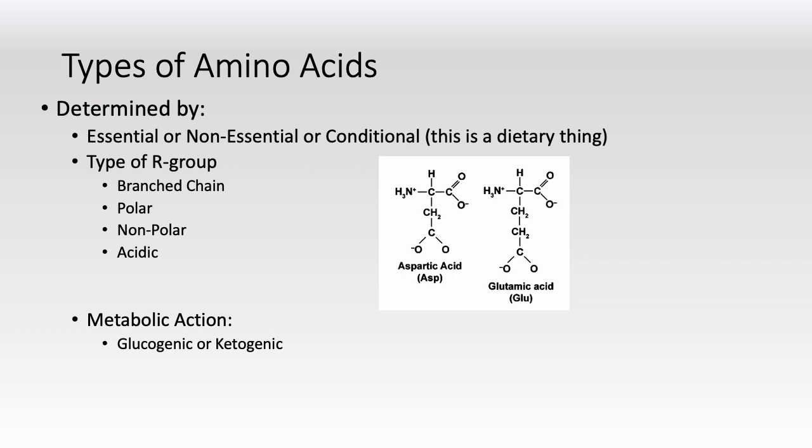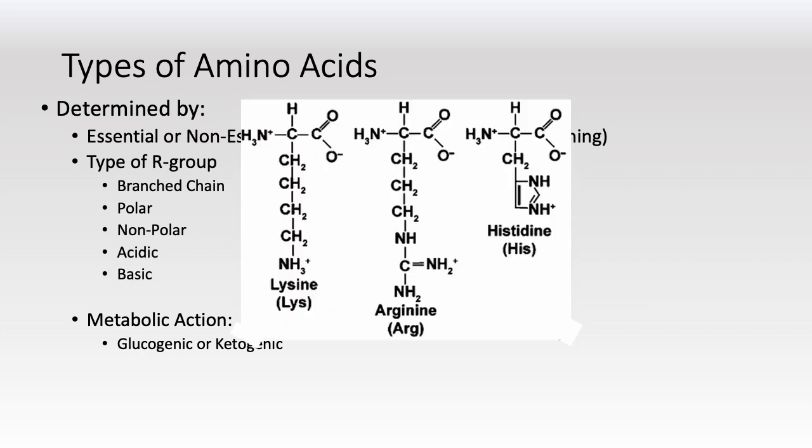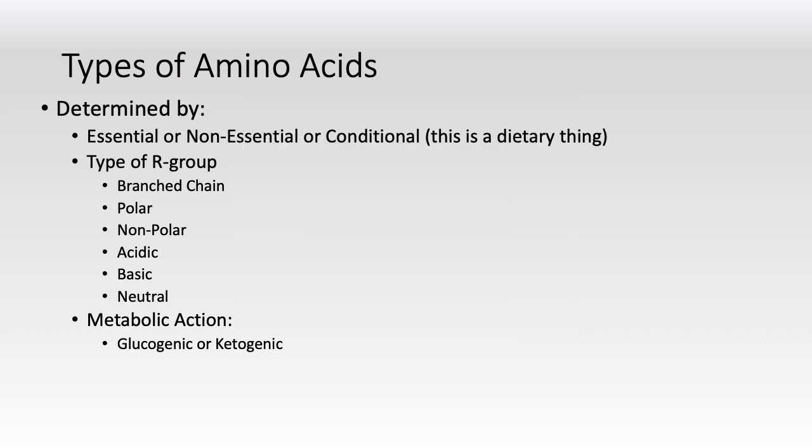Acidic amino acids such as aspartic acid and glutamic acid. Basic such as lysine, arginine, and histidine. We also have amino acids that will be neutral. So those are the amino acids that we look at.